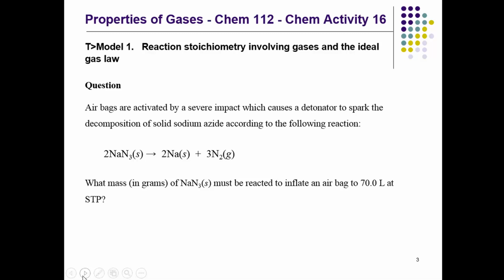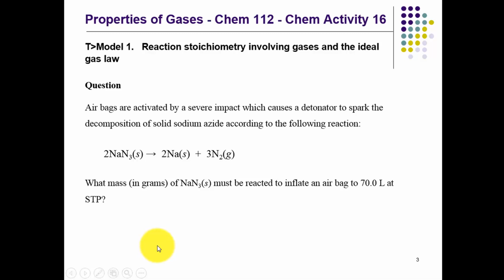And of course, chemical engineers would want to make sure that they have an appropriate amount of sodium azide. So therefore, the appropriate amount of nitrogen gas will be produced and the appropriate volume will be generated in inflating our airbag in order to save the individual that's involved in the crash. So we have right here the question, what mass in grams of sodium azide must react to inflate an airbag to 70 liters? And we'll deal first of all at STP.